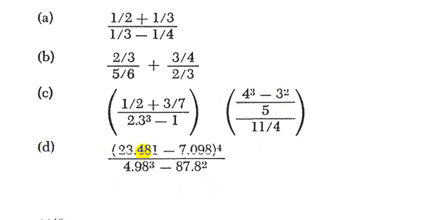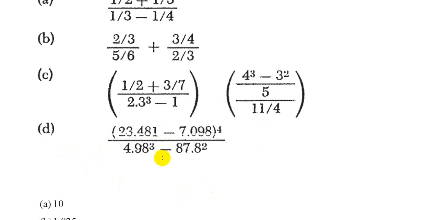D, 23.481, 7.099 quartic, as indicated right here, by the denominator and numerator. This is a fractional expression, given, as you can see, in the form of denominator and numerator, where the denominator includes 23.481, all quartic, and 7.098 quartic. This is the denominator of the fractional expression given for you by the D article.